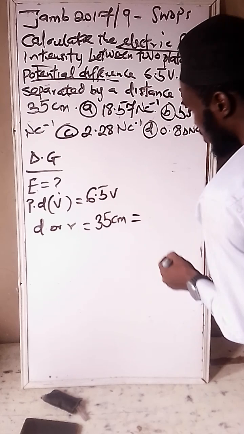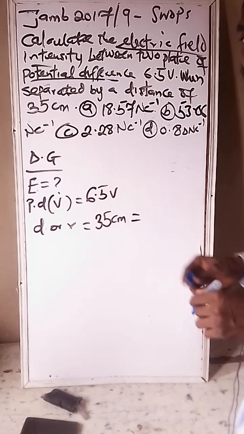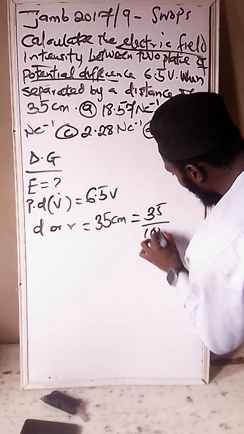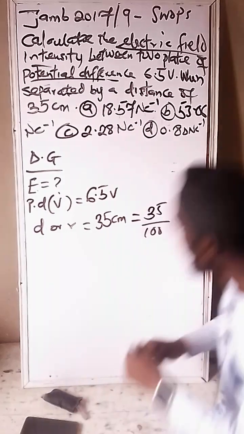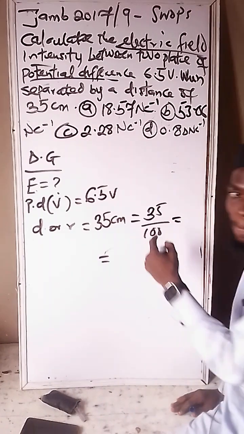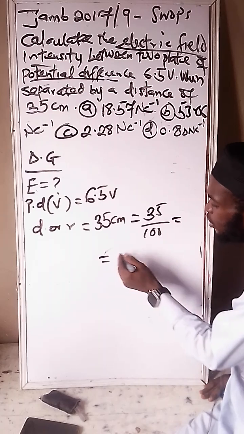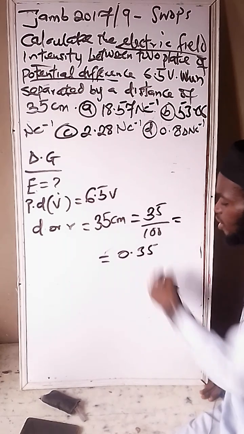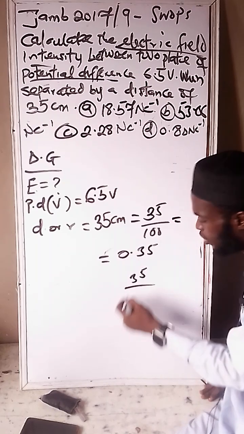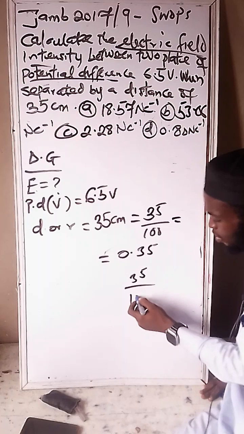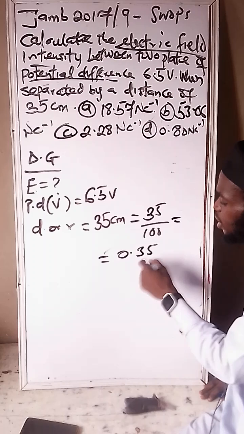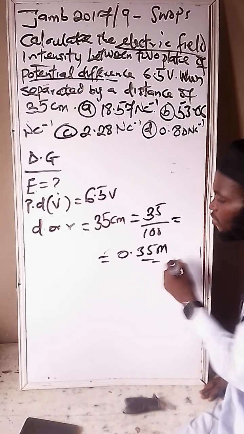So let's convert this. In order to change centimeter to meter, divide by 100. So this will now be 35 divided by 100. 35 divided by 100 will give us 0.35. So that's how I was able to sort that out. It is 0.35 meter. This is what we actually need.